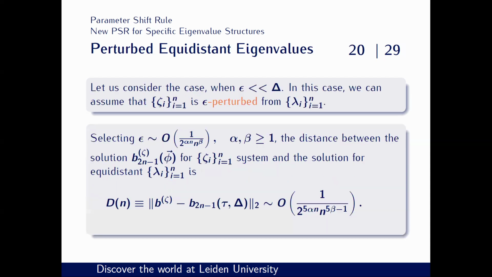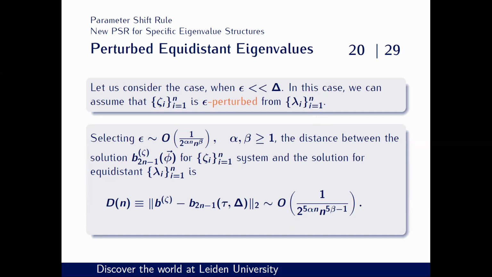If epsilon is much smaller than delta, then we say that the new set is an epsilon perturbation of the equidistant one. And for this case, I proved that if you select epsilon that converges with this speed, dependent on two parameters, then the distance between the solution for this not equidistant set, but very close to equidistant, and the ideal case is O big of n to the power 5b minus 1 to the power 5, lambda n. So this is proven.